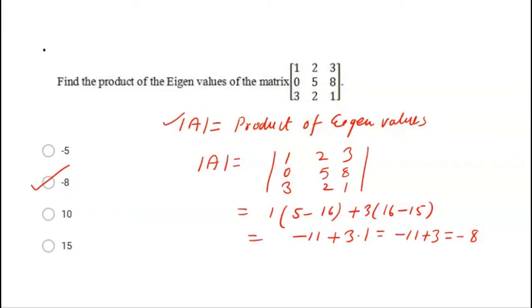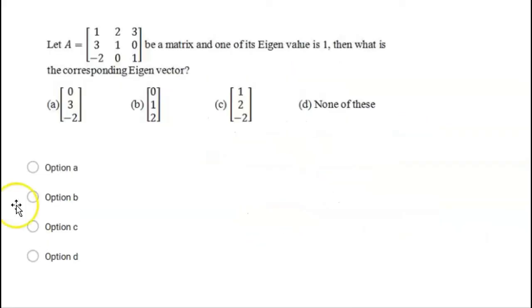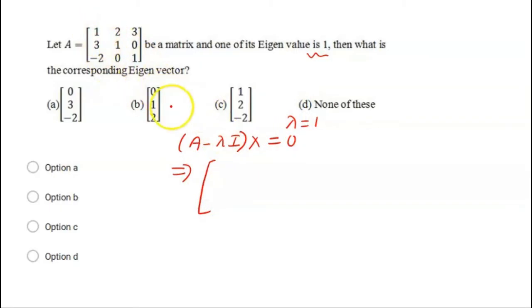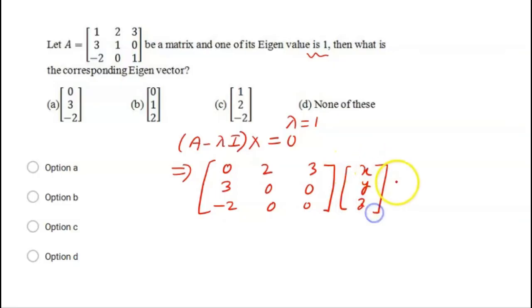Another property is that the sum of eigenvalues is equal to the trace of the matrix, which you need to know. Now in this problem they have given a matrix and one of its eigenvalues. I don't have to calculate the eigenvalues, one is already given. Then what is the corresponding eigenvector? You know how to calculate the eigenvector of a matrix: by solving the equation A minus lambda I times x is equal to 0. The lambda value given in the problem is equal to 1. So I need to subtract lambda from the main diagonal. Subtracting 1, 1 minus 1 will be 0, then 2, then 3, then 3, 0, 0, and then minus 2, 0 and 0, and the eigenvector that I need to solve for is x, y, z, and the right hand side is equal to 0.